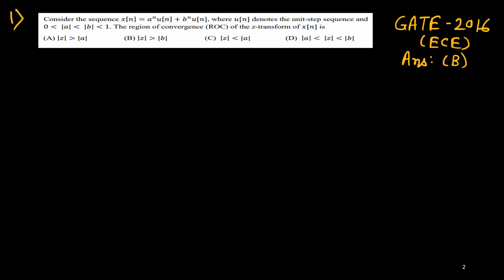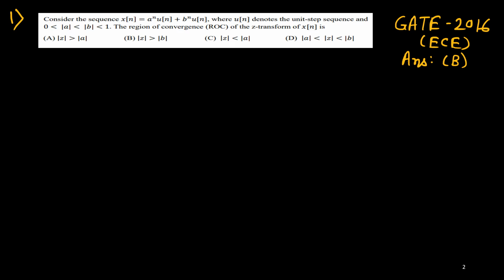Consider the first problem. This is from GATE 2016 ECE, and you see the given problem. Xn is given here: a to the power n u[n] plus b to the power n u[n], where u[n] is the unit step sequence, and mod A and mod B are related by 0 less than mod A less than mod B less than 1. Now we need to find the region of convergence of the Z transform of x[n]. Okay, so this is the problem.